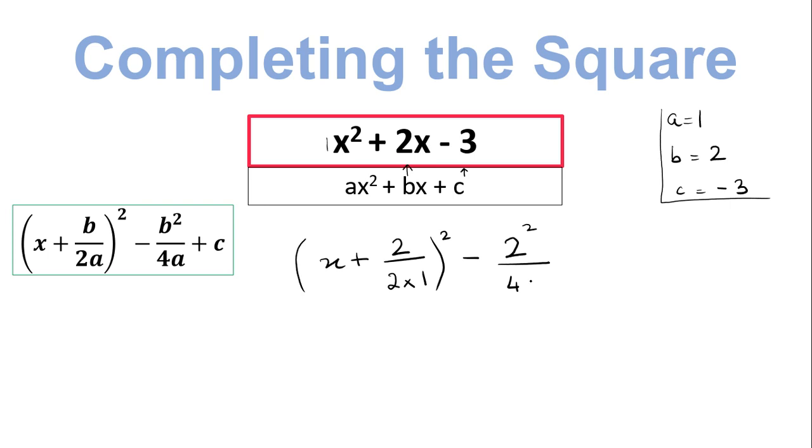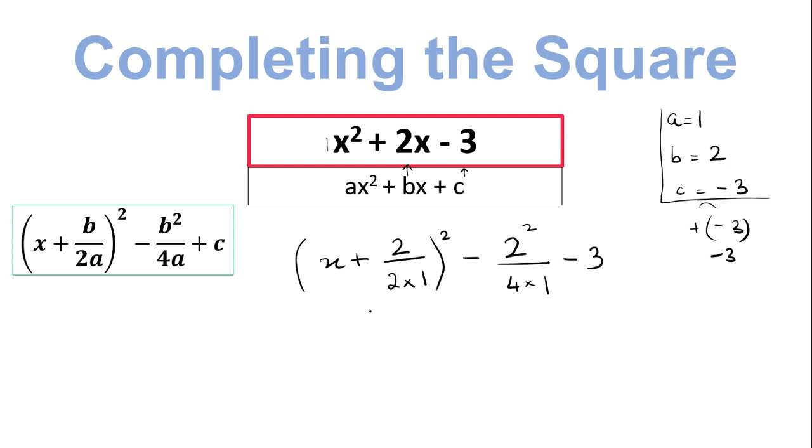So 4 times a, that is 1, plus c, and this time my c is minus 3, so plus and minus 3 just opens up and I have a minus 3. So 2 squared over 4 times 1 minus 3, because I have to add a plus c in the end. So here I have x plus 2 over 2 times 1 whole squared minus 2 squared over 4 times 1, and a minus 3 in place of my c.